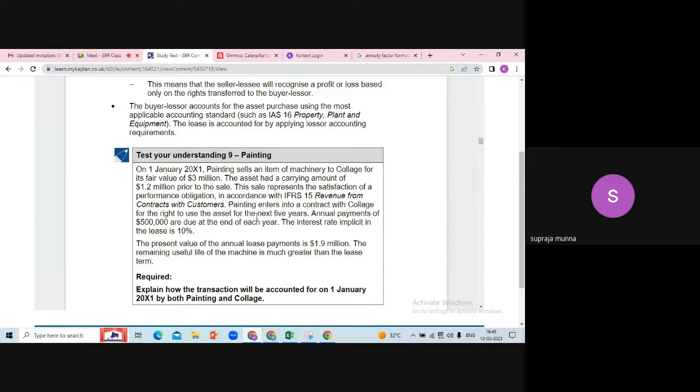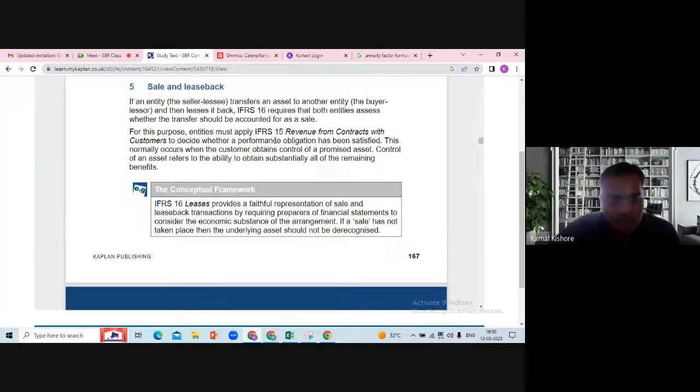Okay, the company is selling one of its machinery to college for 3 million. The asset has a carrying amount of 1.2 million. And since the transfer is set to be a sale in accordance with IFRS 15, that reference is only given here.